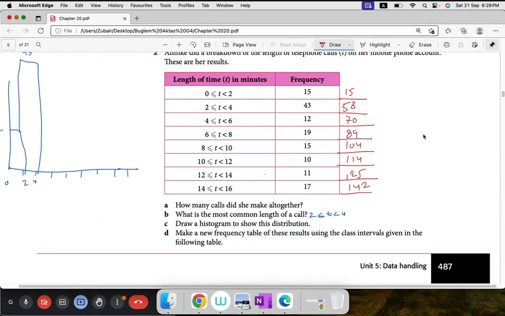If you have a question on cumulative frequency... Yeah, sure, go on. So cumulative frequency is just used to show how many there were before a number, before a certain point. Okay. Yes.